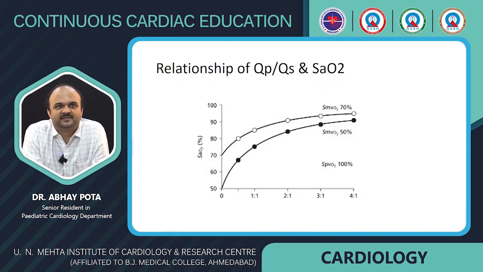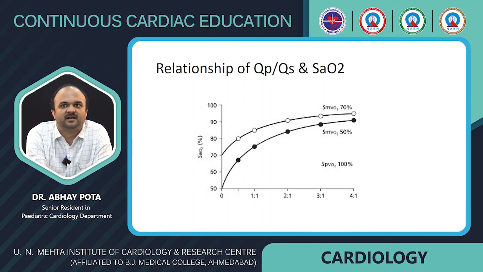It is quite so. Let us discuss something about the relationship between saturation and QPQS. It is quite clear that at low QPQS, a small increase in pulmonary blood flow causes larger increases in saturation, but with increasing pulmonary blood flow, a much smaller increase in saturation occurs. We can see here that at low saturation levels, a small increase in QPQS results in a large increase in saturation. So the curve is initially steeper and then it flattens out. So increasing QPQS does not increase saturation later.